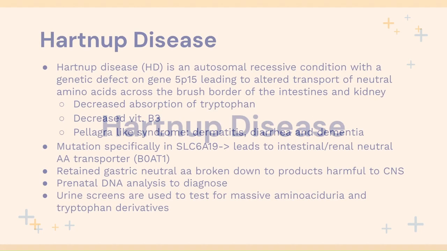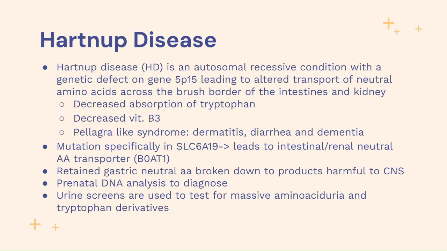And then moving on to Hartnup disease here. Hartnup disease is an autosomal recessive condition with a genetic defect on the gene in chromosome 5, but more importantly, the gene's name is SLC6A19. And that leads to a defect in a neutral amino acid transporter in the gut and the renal system. So therefore, you're not going to be able to absorb tryptophan. You're going to decrease your vitamin B3 production because your body can convert tryptophan to niacin. So therefore, you're more likely to get a pellagra-like syndrome, like dermatitis, dementia, diarrhea, and death is the fourth D not mentioned here.